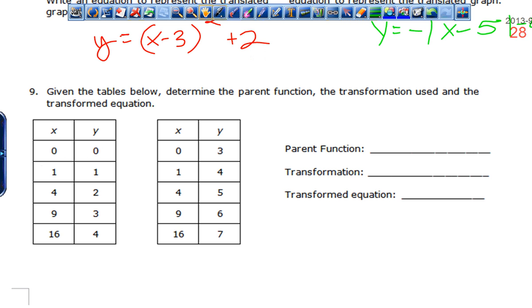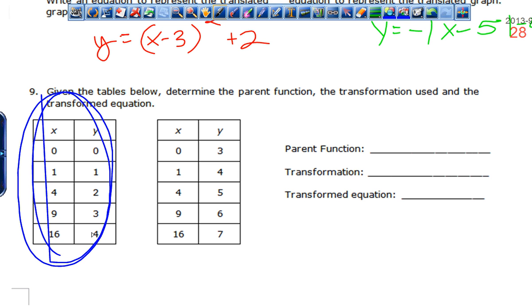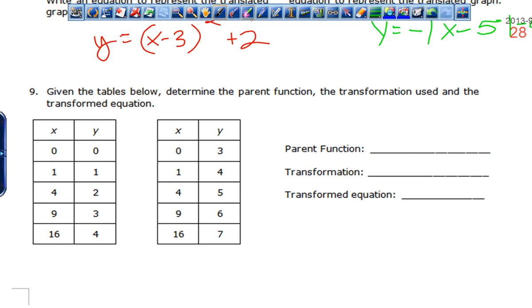Alrighty, number 9. We're listing the parent function. Look at the table right here. We could type it in the stat, edit, do all that stuff. Or we could just kind of guess and check here. Is it going to be y equals x? Is y the same value as x for every single number? No. So y equals x is out. What about y equals x squared? Am I squaring each one? No. I'm doing the opposite, right? I'm square rooting. So that's going to be my parent function, square root, which is y equals square root of x.